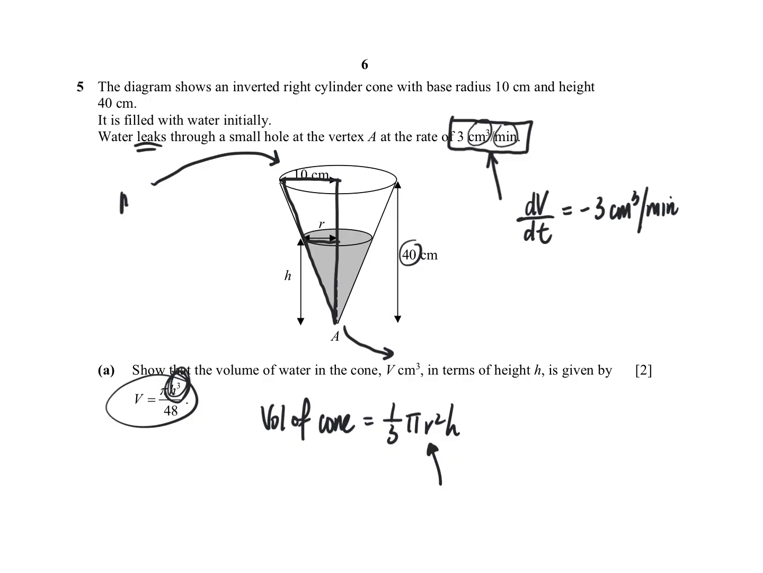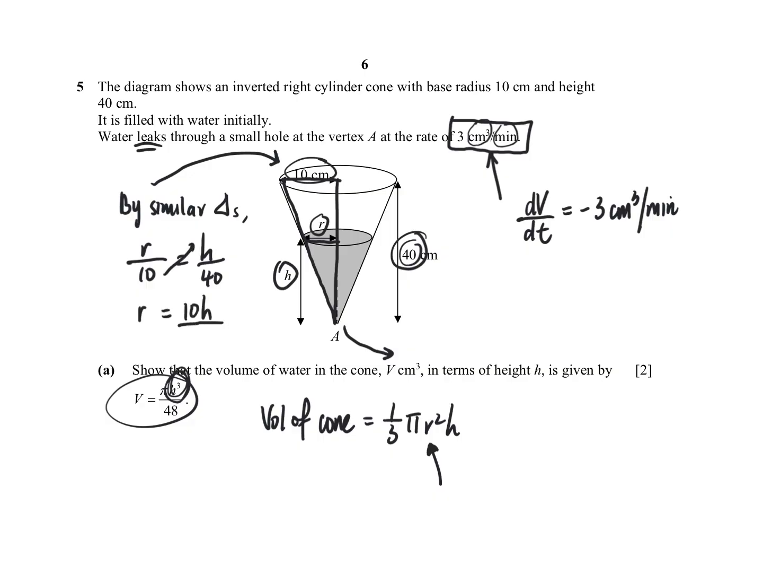So by similar triangle, we know that the ratio between the base must be equal to the ratio of the height. So make r the subject of formula because you want to get rid of r, because the expression is all h. There's no r at all. So actually r is h over 4. So I'm going to replace the r squared with (h over 4) squared.